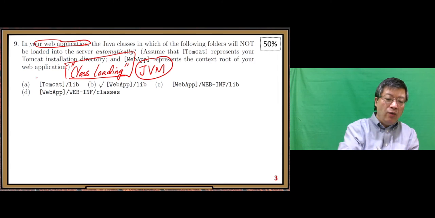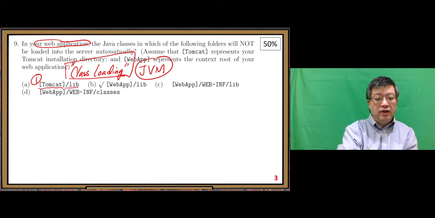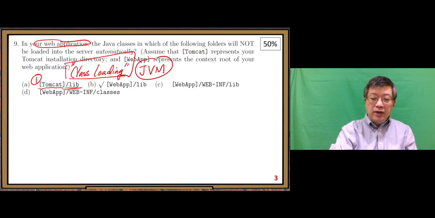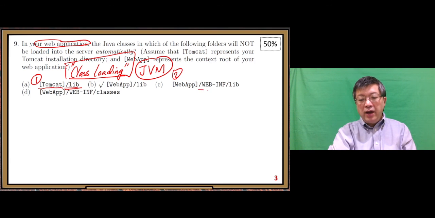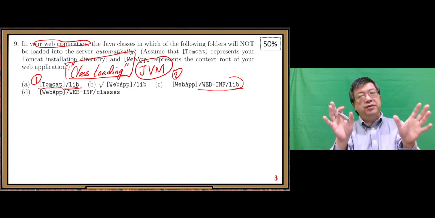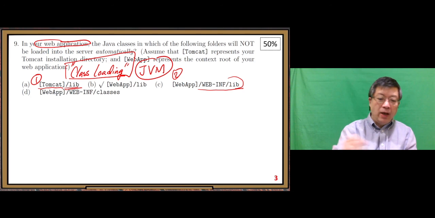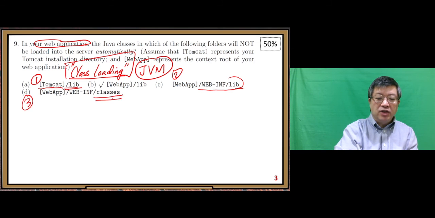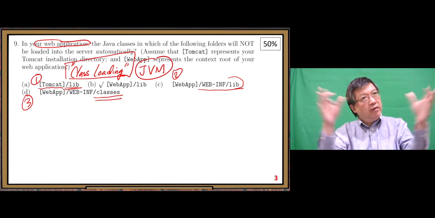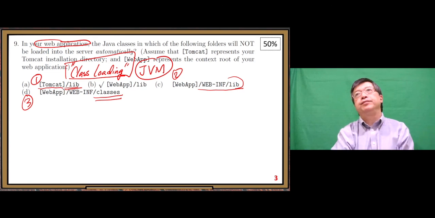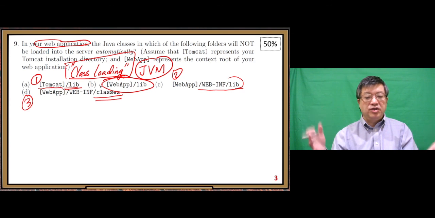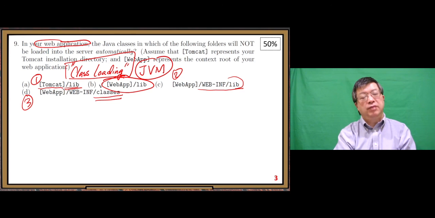The 3 places, one is here. Suppose this is the server. Inside the server, there is a lib folder. The classes there will be loaded. First. Second, in your web application, WEB-INF, you can use a lib folder to put some library files. So the server will load from there. Third, the compiled Java classes will be placed in this location. So the server will also load all the compiled Java classes there. Other than that, no other places. So definitely for this one, the server will not look at that folder.